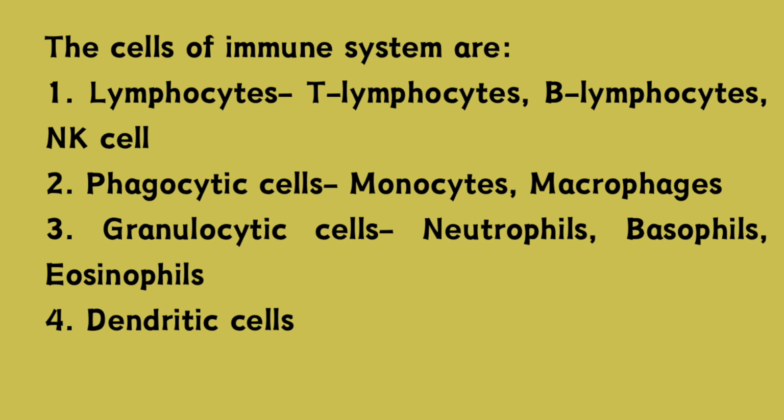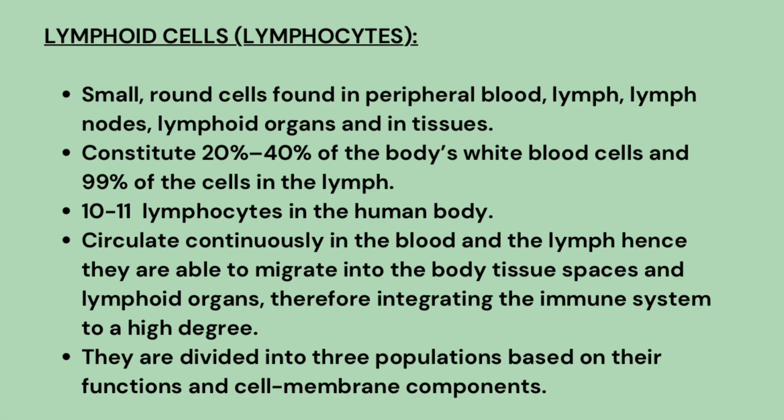Phagocytic cells such as monocytes and macrophages. Granulocytic cells such as neutrophils, basophils and eosinophils. Dendritic cells. Lymphoid cells, which are also called lymphocytes. Lymphocytes are small round cells found in the peripheral blood, lymph node, lymphoid organs and in tissues.